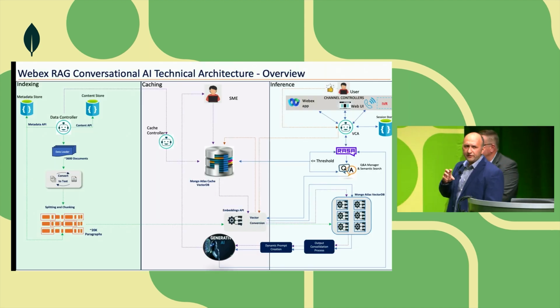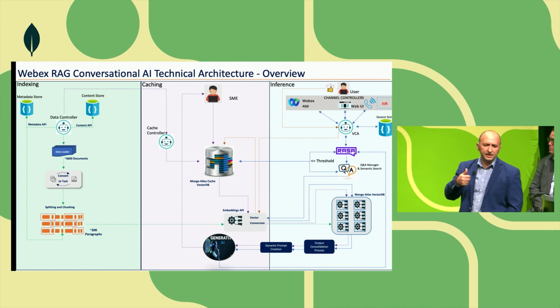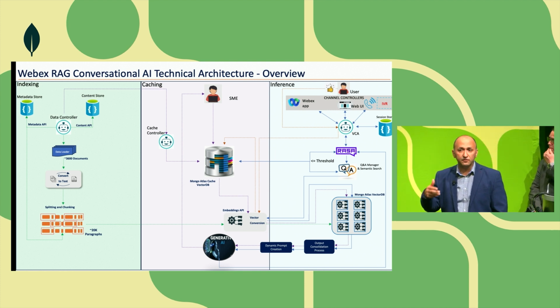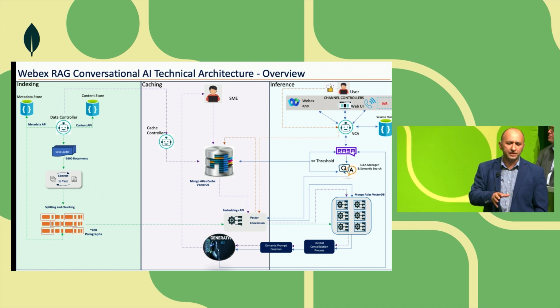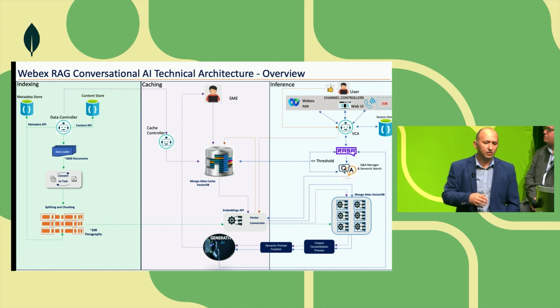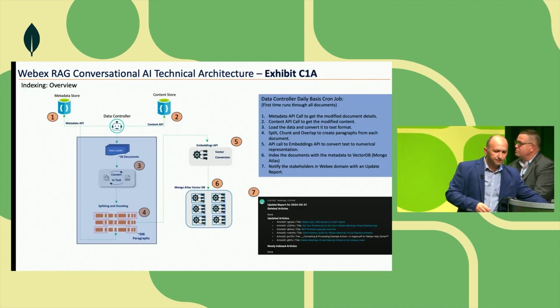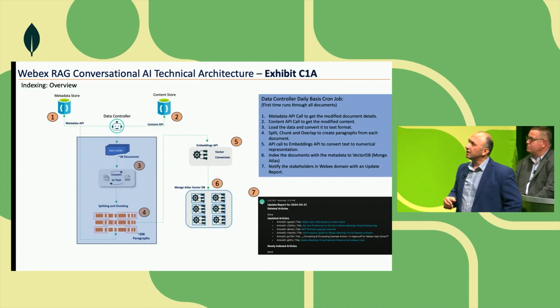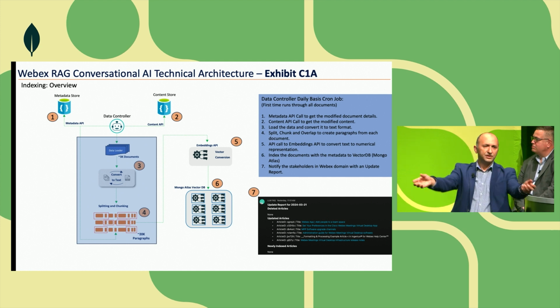So we have 3 phases. The first one is the indexing phase, the second one is the inference phase, and the third one is the caching phase. In the indexing phase, as I said, these documents are all live documents, and we have 2 APIs. The first one is the metadata API. The other one is the content API.